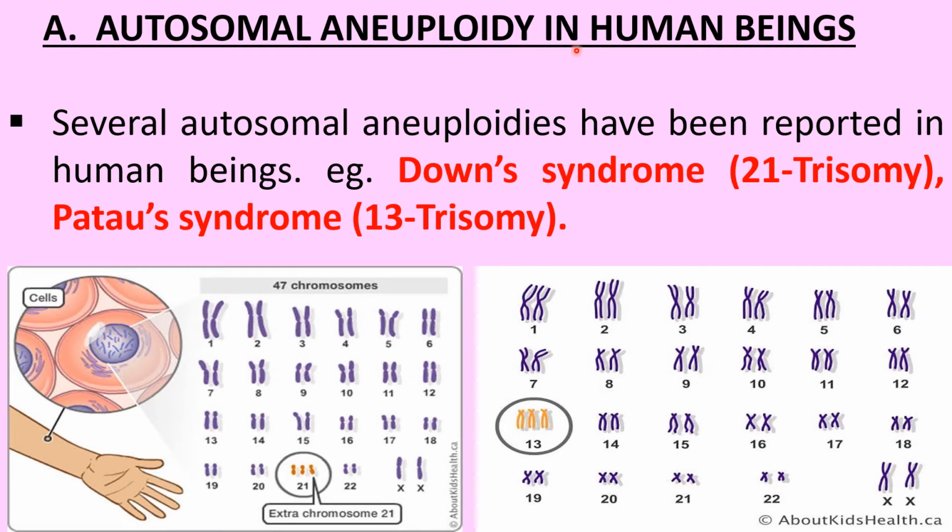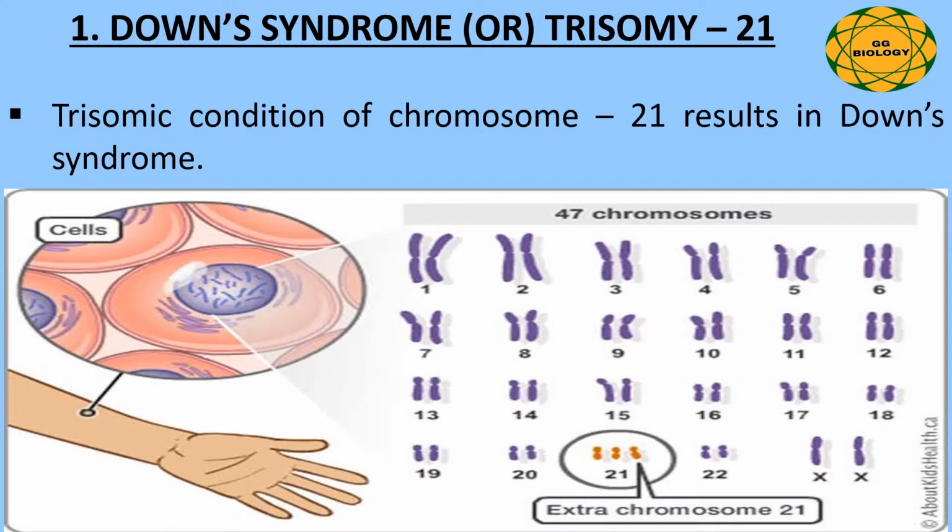Autosomal aneuploidy in human beings. This is caused in the body cells. Several autosomal aneuploidies have been reported in human beings. For example, Down syndrome, commonly known as trisomy 21, and Patau syndrome, trisomy 13, happen to be autosomal aneuploidies in man. Down syndrome, or trisomy 21.